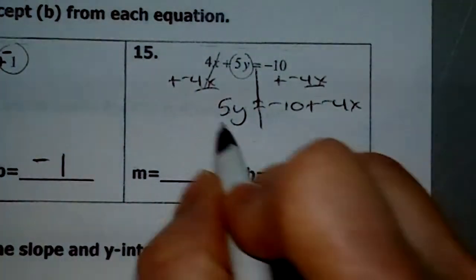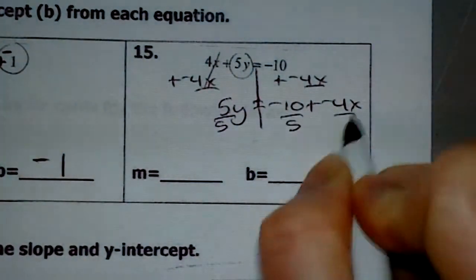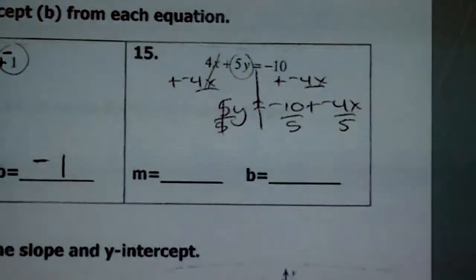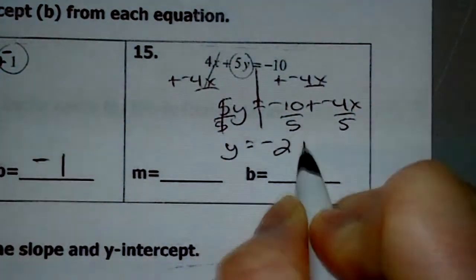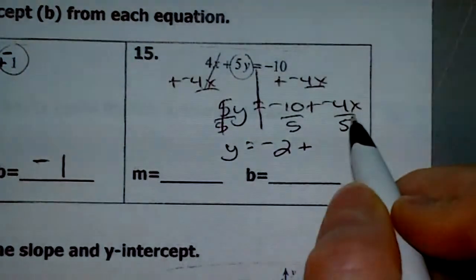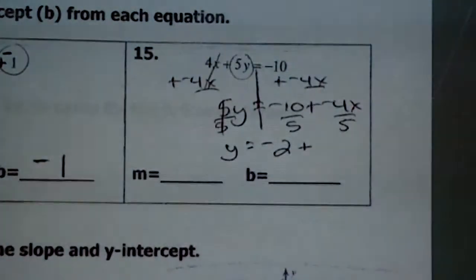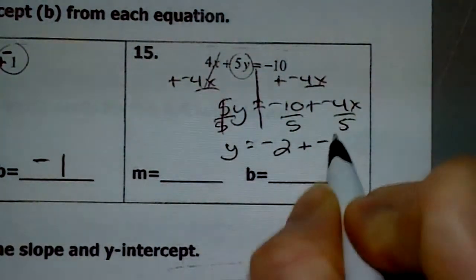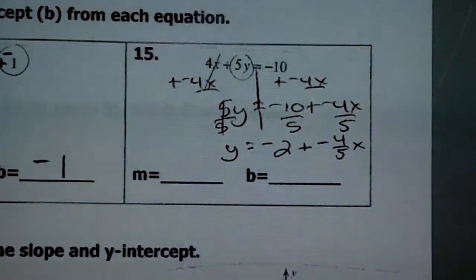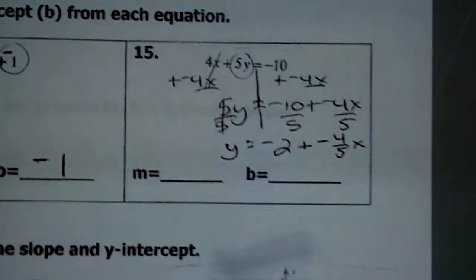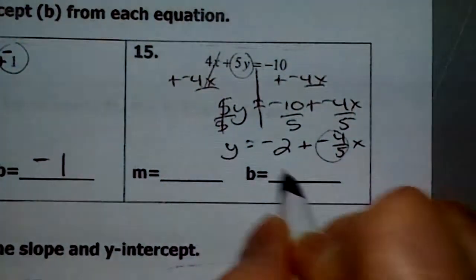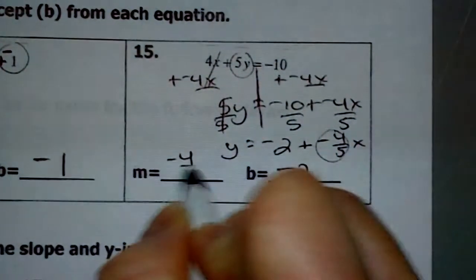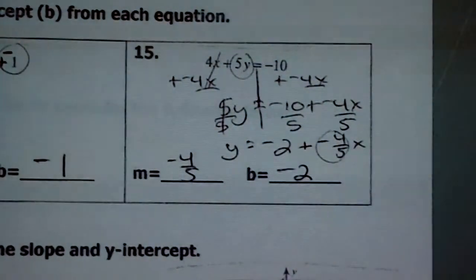y is still not alone. You need to divide it by 5. So y is equal to -10 divided by 5, which is -2. And then I have -4/5 x. I can't do 4 divided by 5, and 4/5 is already in simplest form, so I can just leave that. -4/5 x. So the m, the coefficient of x, isn't -2. -2 is the b because it's by itself. -4/5 is the coefficient of x.